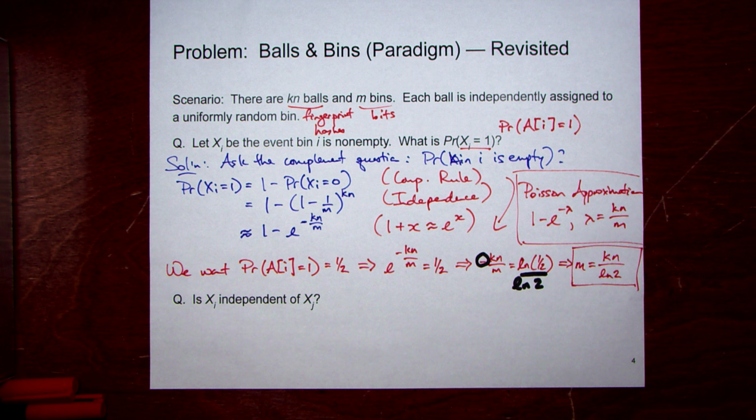You ready? Okay, let's vote. Who thinks they're independent? Who thinks they're not? Most of you think they're not. That's true, they're not. Why are they not independent? Give me a reason. Good, I couldn't have said it better, a ball couldn't be in both bins at the same time. So if a ball goes in bin i, it can't go in bin j, so the probability that bin j is empty or non-empty goes down. Great.